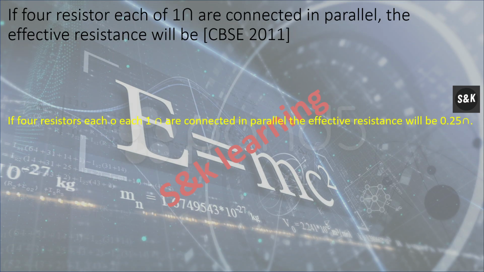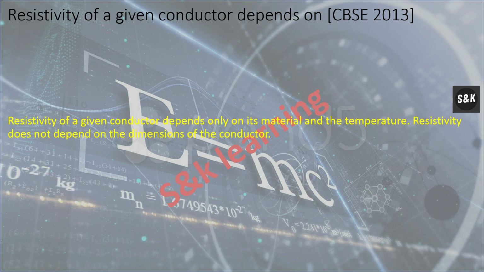If four resistors each of 1 ohm are connected in parallel, the effective resistance will be 0.25 ohm. Resistivity of a given conductor depends only on its material and the temperature. Resistivity does not depend on the dimensions of the conductor.